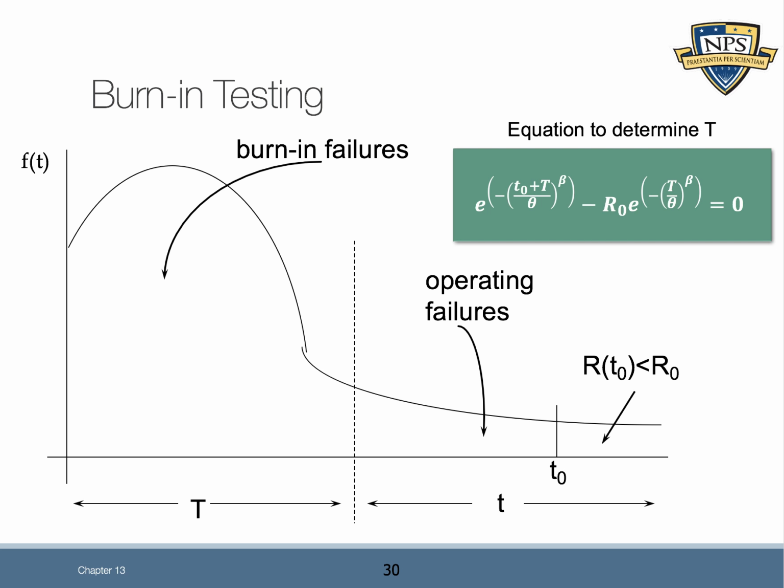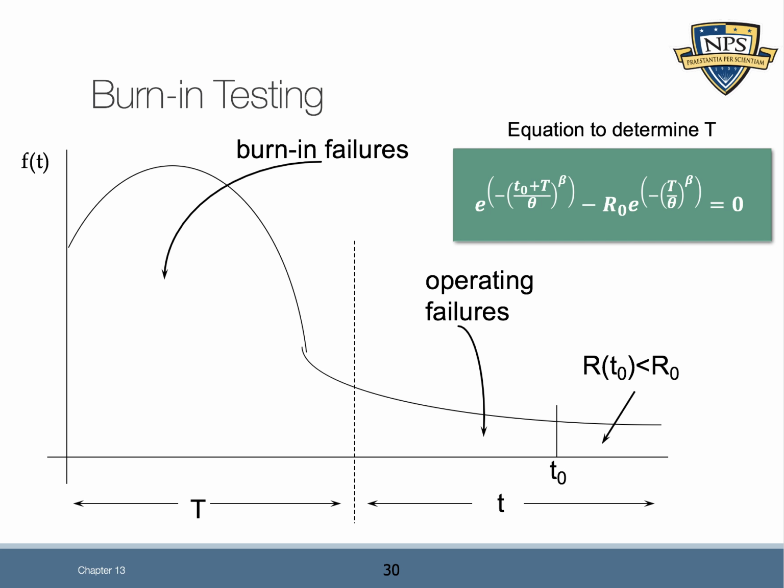The equation on the top right in the green box is the equation that's used to determine the value of the large T, right? So it's the one that's given some variables. This equation will allow you to determine the value of T through some math, right? And that's the duration of the burn-in test, assuming no acceleration.